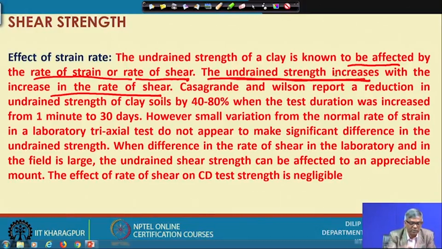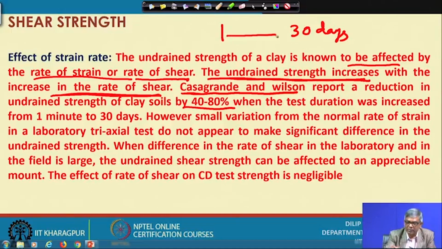Undrained strength increases with the increase in the rate of shear. And by how much? Researchers Casagrande and Wilson have reported that this increase can be up to 40 to 80% when a soil sample is sheared in 1 minute versus 30 minutes. If one sample is sheared within 1 minute and another over 30 days, which is very slow, then because of this change of rate, the increase in shear strength can be on the order of 40 to 80%, but different soils will have different increases.